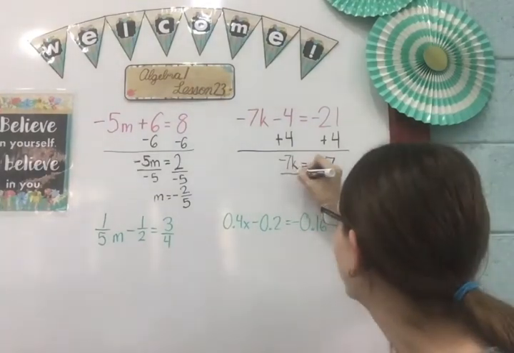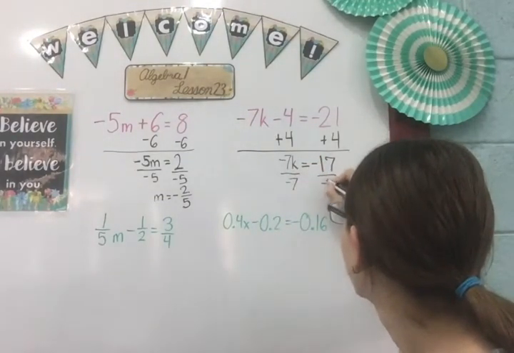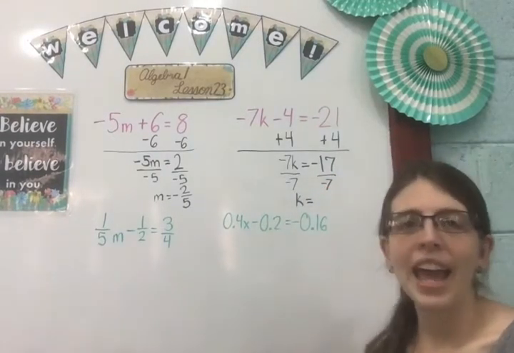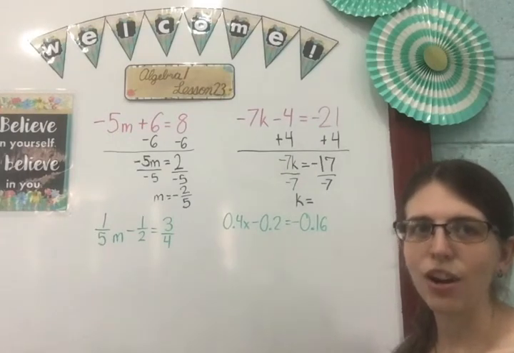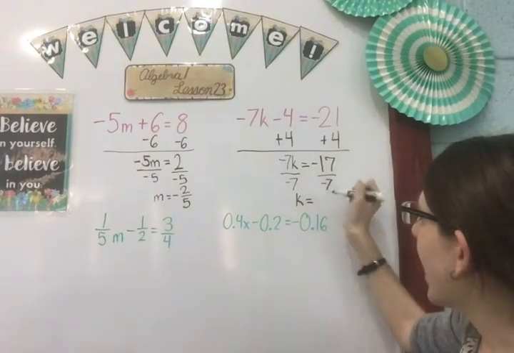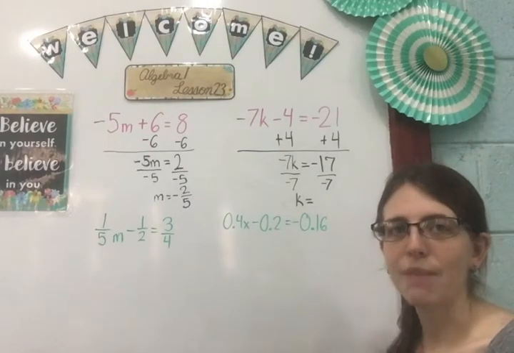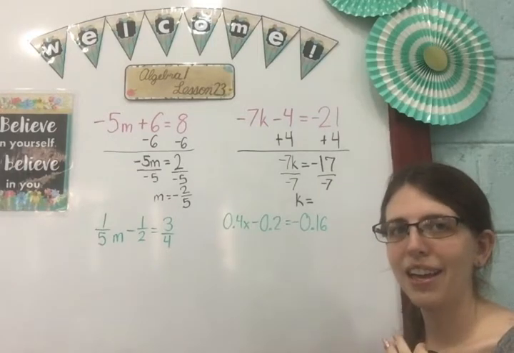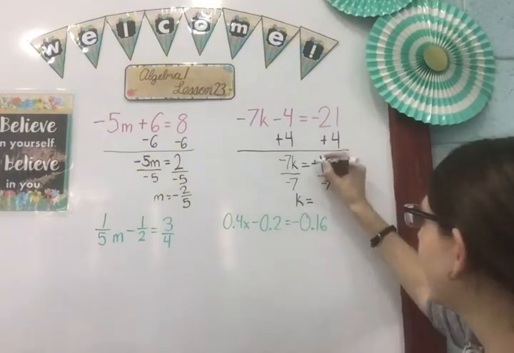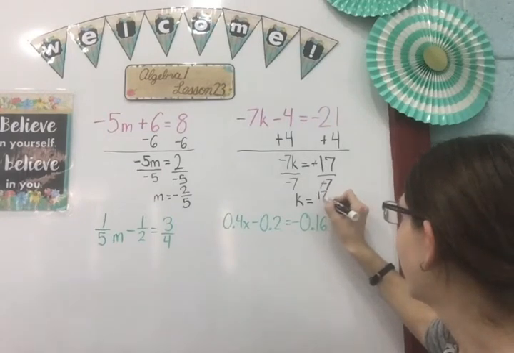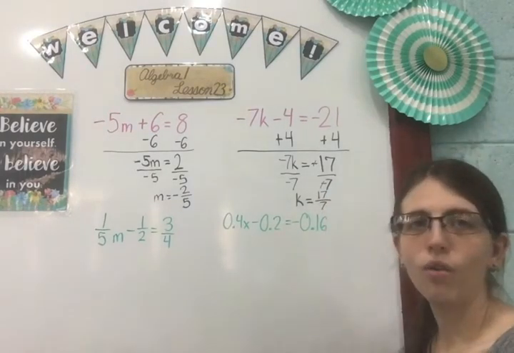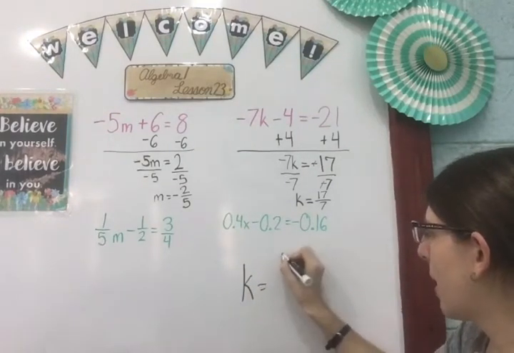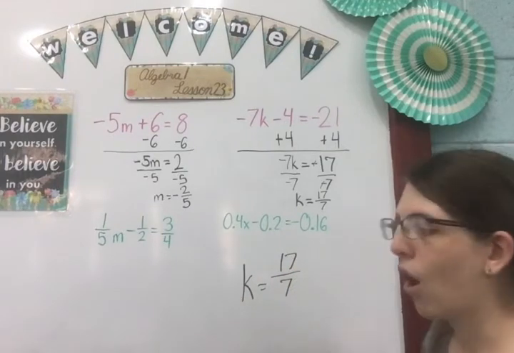I divide both sides by negative 7. So k equals negative 17 over negative 7. Since I have two negatives, I know that a negative divided by a negative is the same as a negative times a negative. It gives me a positive. My negatives cancel out, and so I have positive 17 over 7. That's very, very important. Let me write that out bigger so you can see it. It would be positive 17 over 7.